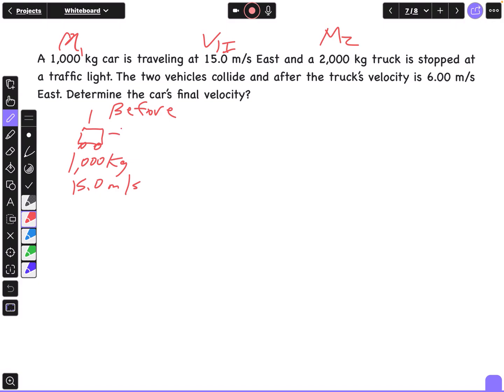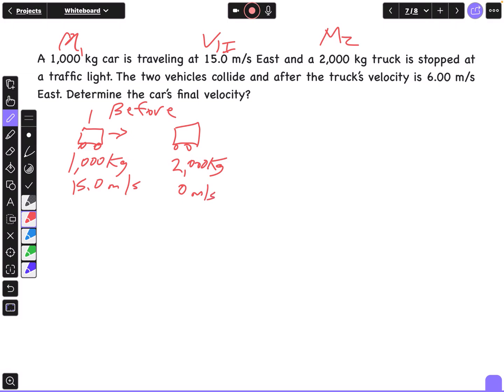And this car is moving this way. Now this truck is my second object. It weighs 2,000 kilograms. And it's stopped at a traffic light, so it is not moving. It's at rest, 0 meters per second.